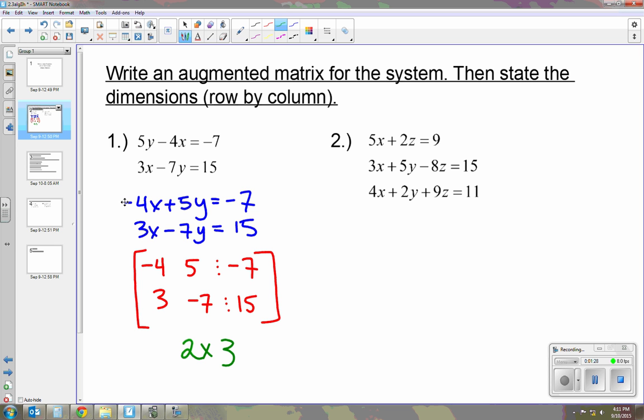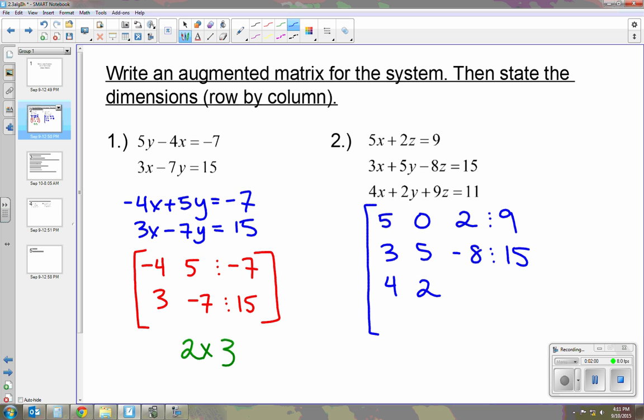All right, now let me show you another example, and this one has 3 variables. But if you notice, in the first equation, we only have an x and a z. So when this happens, when we write our augmented matrix, we put 5 for x, but we need a placeholder for y. So we're going to put a 0, then 2, and 9 is our constant. So then let's continue with the next row. 3, 5, negative 8, 15, 4, 2, 9, and 11.